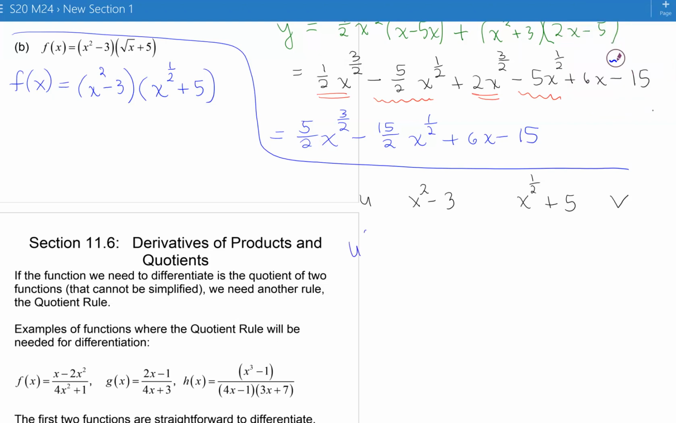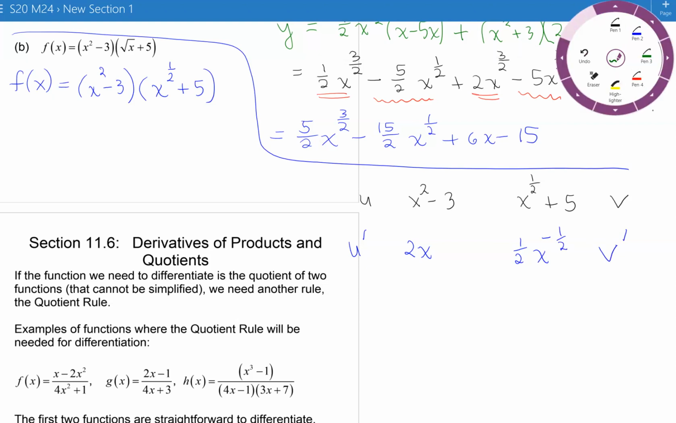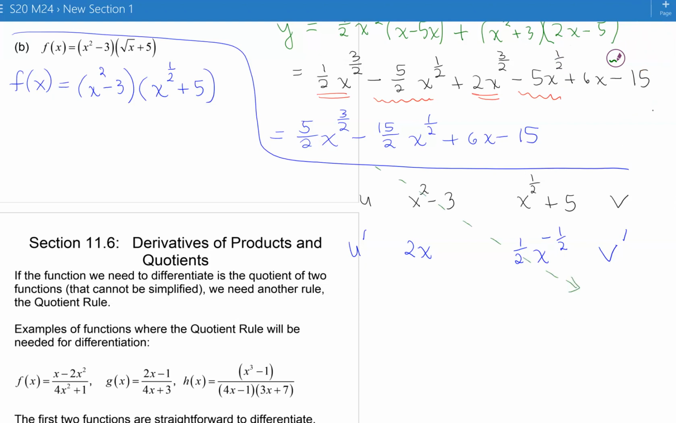Okay, now I'm going to do each function's derivative. U prime is 2x. V prime is 1/2 x to the negative 1/2. Then I'm going to write out my multiplications. I'm going to have 1/2 x to the negative 1/2 times (x squared minus 3), and 2x times (x to the 1/2 plus 5). And I need to add those together. And that's going to give me f prime of x.